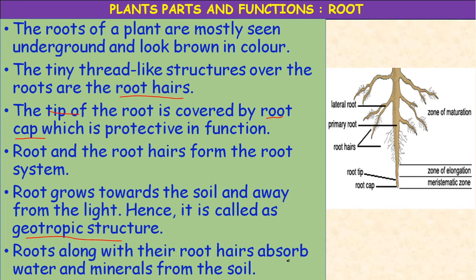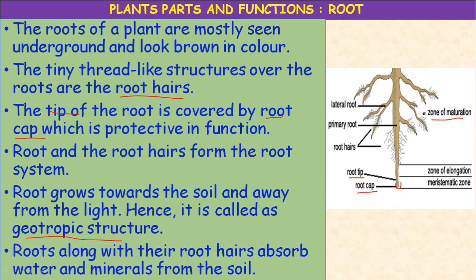See here, once again let us see the structure of the root. The root has three main regions. Scientifically the root is divided into three main regions. One is the meristematic zone, also called the zone of cell division, where active growth of the root takes place. It includes the root tip covered by the root cap.